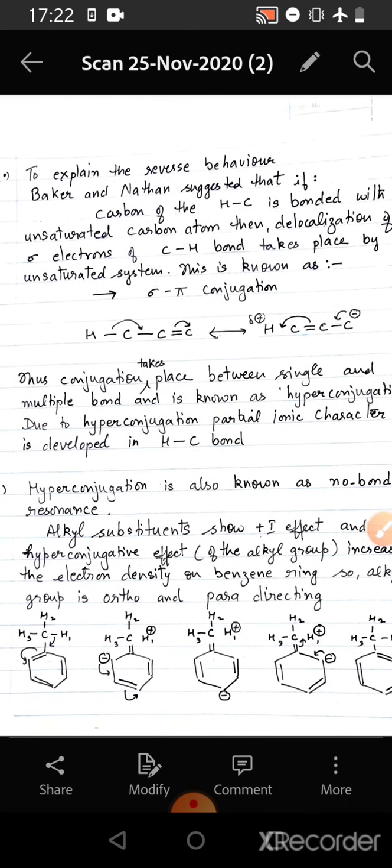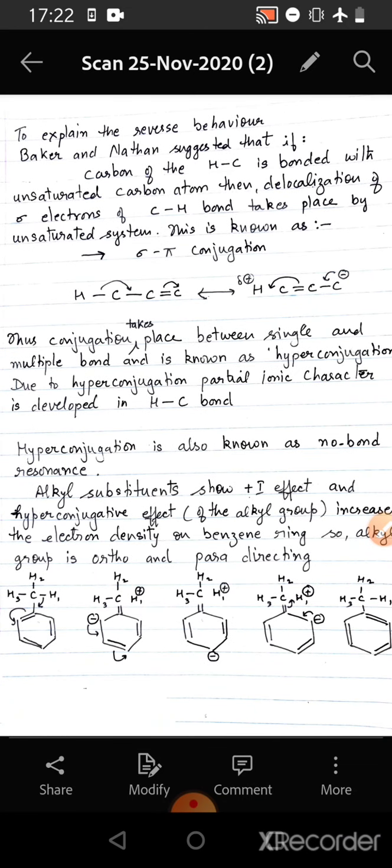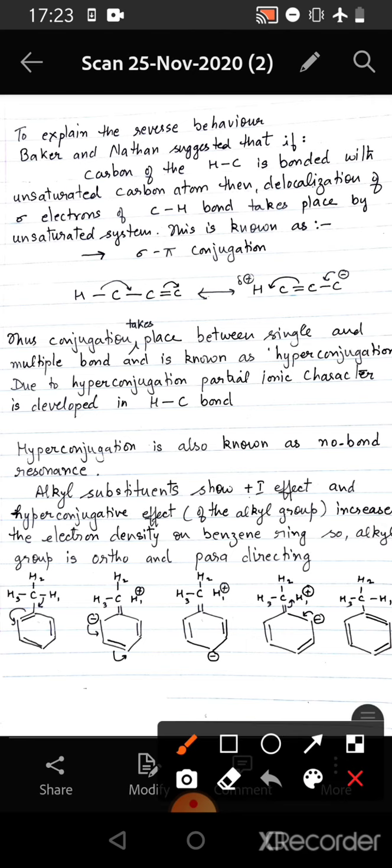To explain the reverse behavior, Baker and Nathan suggested that if the carbon of the C-H bond is bonded with an unsaturated carbon atom, then delocalization of the sigma electrons of the C-H bond takes place by the unsaturated system. So, if we take this unsaturated system, the double bond pair between the C and C shifts onto one carbon atom, which attains a negative charge, and the single bond between hydrogen and carbon shifts, making this carbon double bonded, and the hydrogen becomes positively charged. This conjugation between a single and a double bond is known as hyperconjugation.